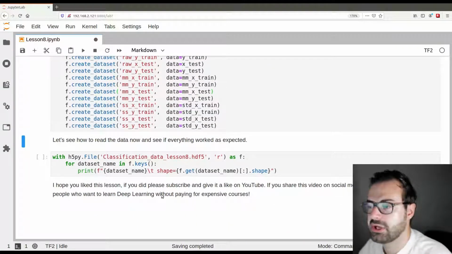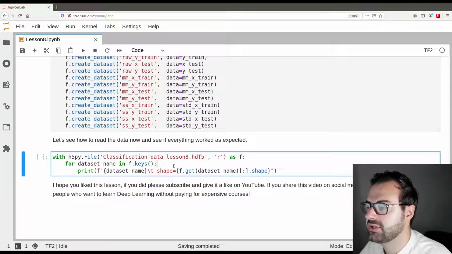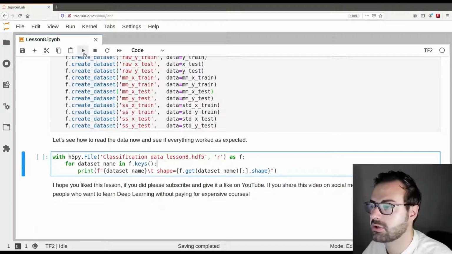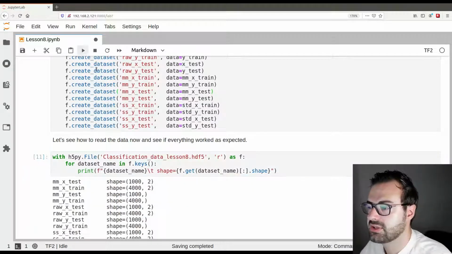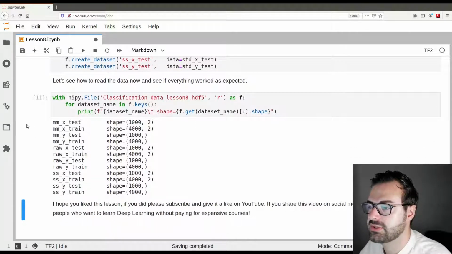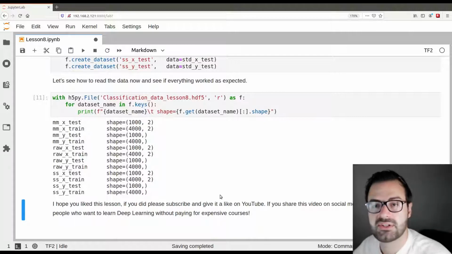Now, just to make sure that everything works as expected, let's try to read this data, and we print the shape to make sure that everything works correctly. So we execute this code, and as you can see, we can read the data and everything works as expected. So that's it for this video.